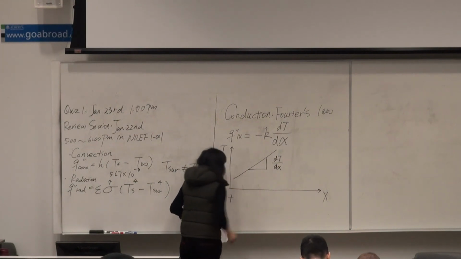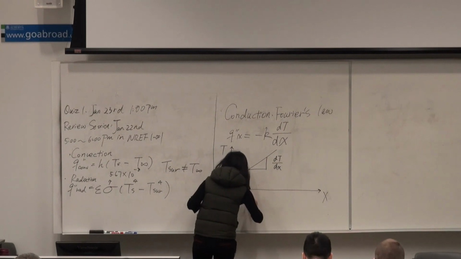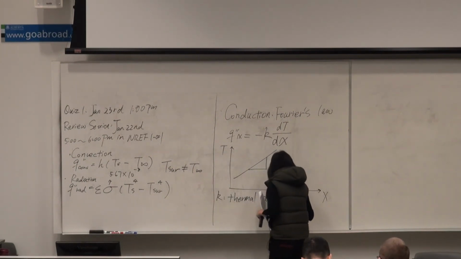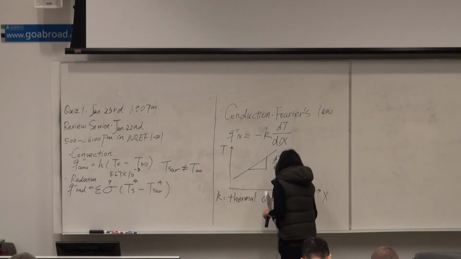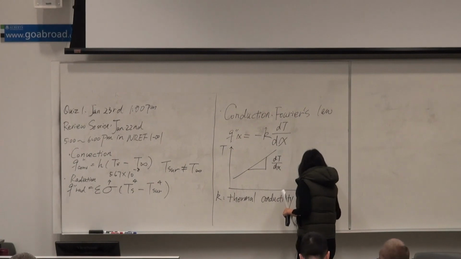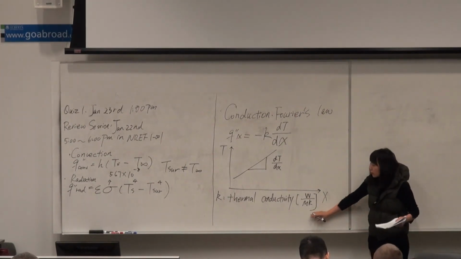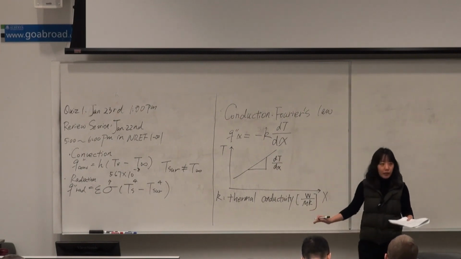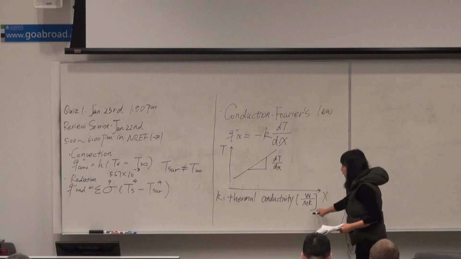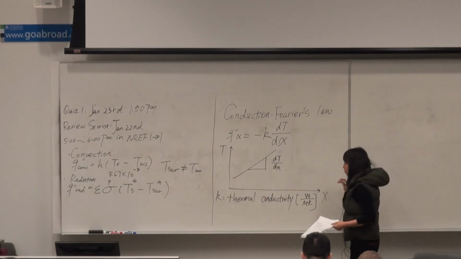k is termed the thermal conductivity, in the unit of watt per meter per Kelvin. This is the property of the material itself to represent how efficiently it can conduct thermal energy through the medium.